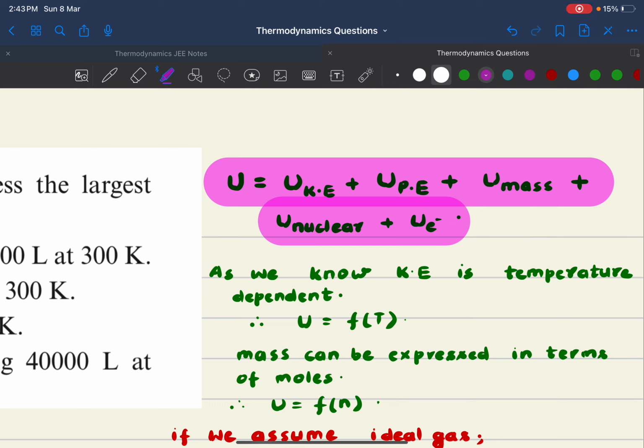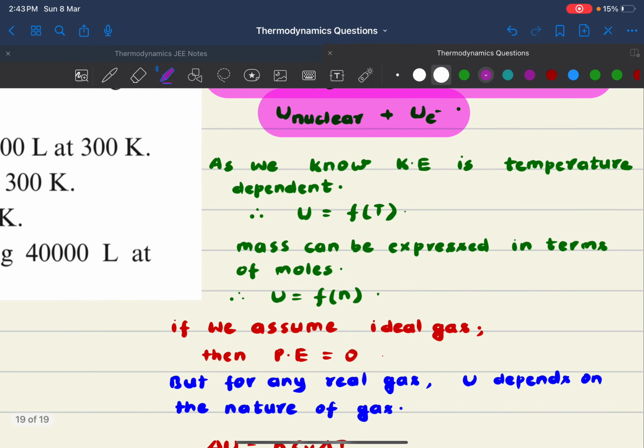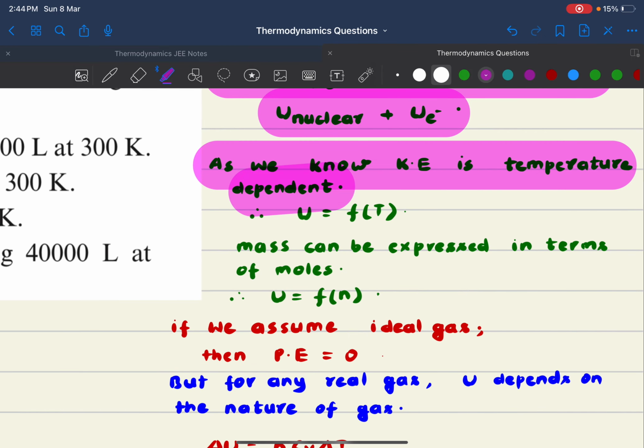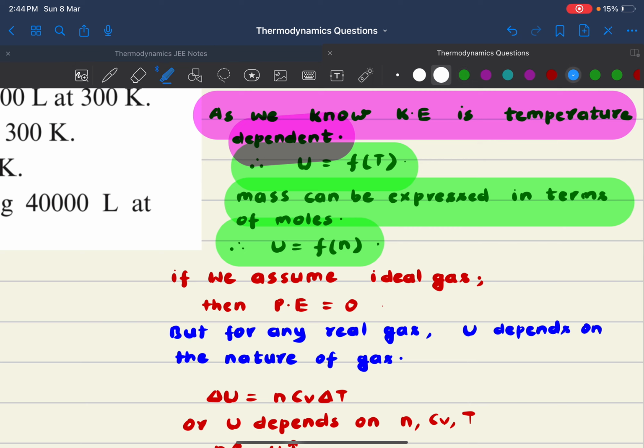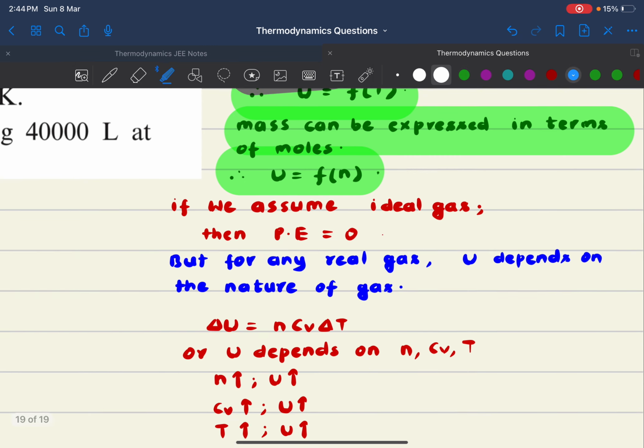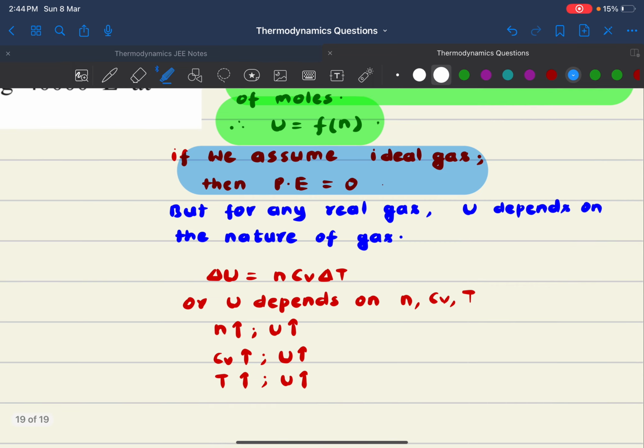So if we overall compare, we know that kinetic energy is temperature dependent. So can I say that internal energy is a function of temperature? And second thing, mass energy. Mass can be expressed in terms of moles. Say yes or no. That means internal energy is a function of moles. Can we say this way or not? And suppose if we assume it to be an ideal gas, then for ideal gas, the intermolecular force is assumed to be zero. In that case, the potential energy is zero. But for any other real gas, there will be some potential energy.